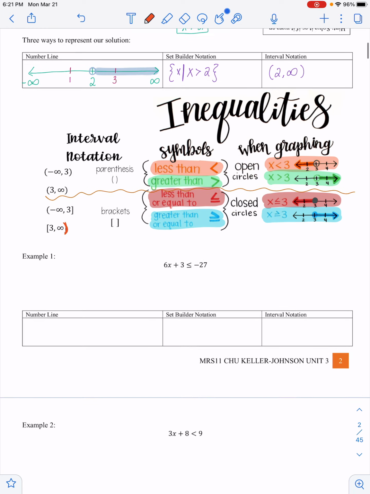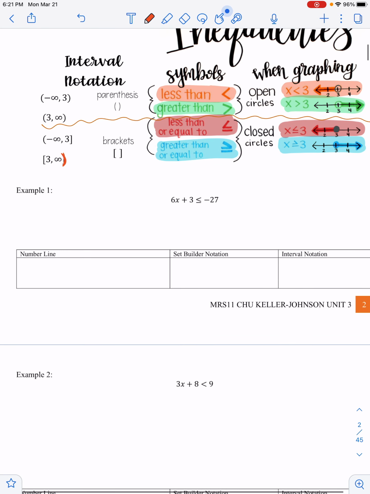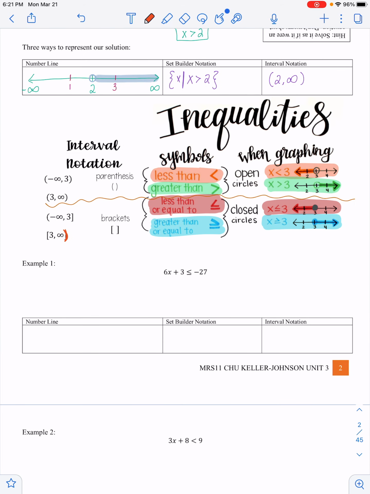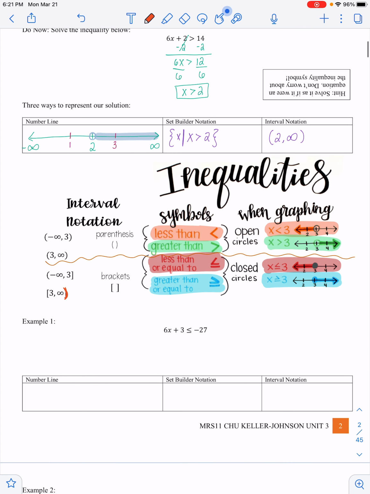All right, let's go ahead and try to solve this, example 1. Go ahead and pause the video if you need to. I want you to try this by yourself, and we'll have the examples above just so you can refer to it. Same as before, first thing we're going to do is get rid of this plus 3 by subtracting 3 on both sides. Now we're left with 6x is less than or equal to negative 30. To solve for x, we're going to divide by 6 on both sides, and we get x is less than or equal to negative 5.